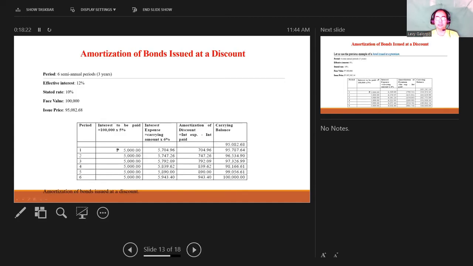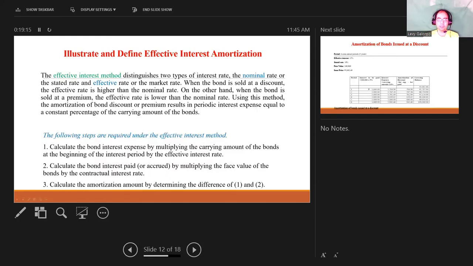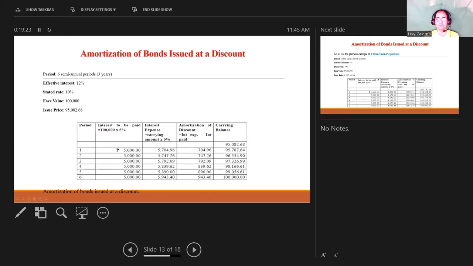So ito na example. So this is the amortization schedule para sa bonds issued at a discount. So in summary, yung period niya, 6 semi-annual periods, and that is for 3 years. Effective interest rate, 12%. Stated rate, 10%. Face value, 100,000. Tsaka issue price, 95,082.68. So ito yung at a discount. Kung susundin natin yung steps, balikan natin. Calculate the bond interest expense by multiplying the carrying amount of the bonds at the beginning of the interest period by effective interest rate. So, yung carrying balance nito ay 95,082.68. So, yan yung issue price kasi at a discount yan.